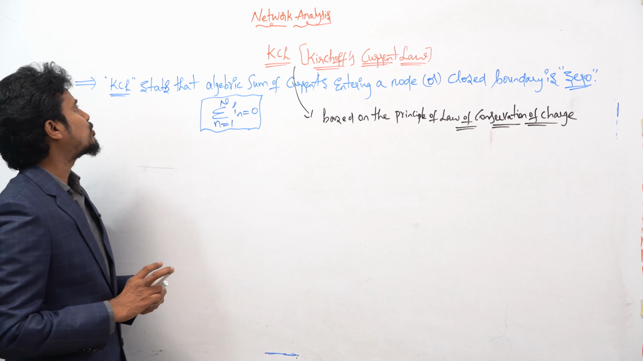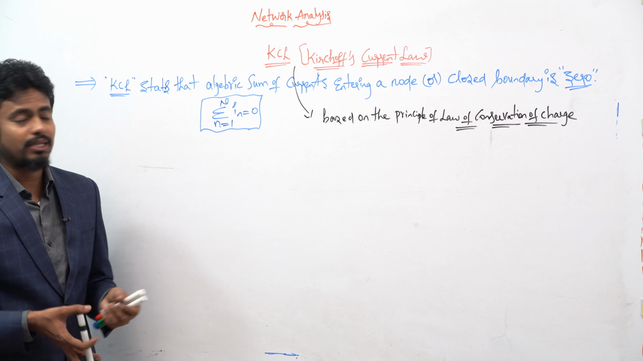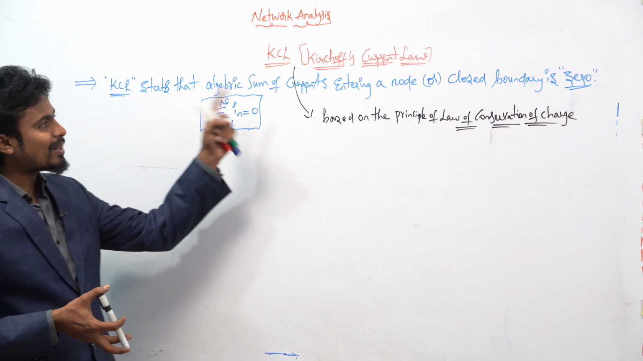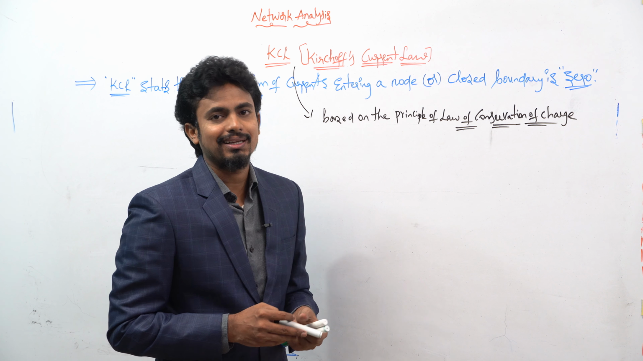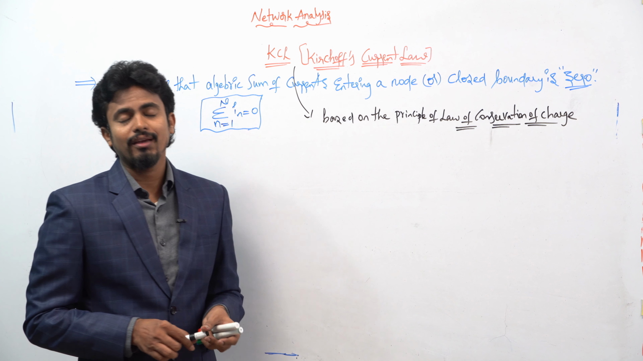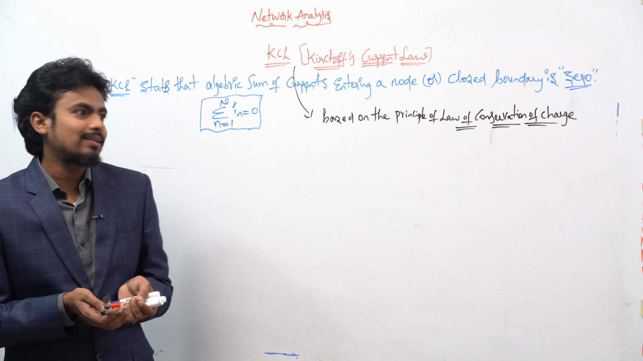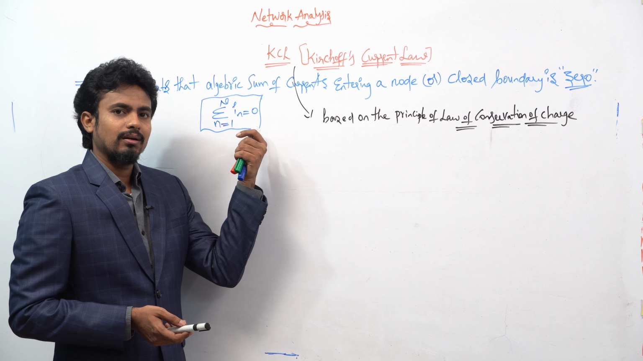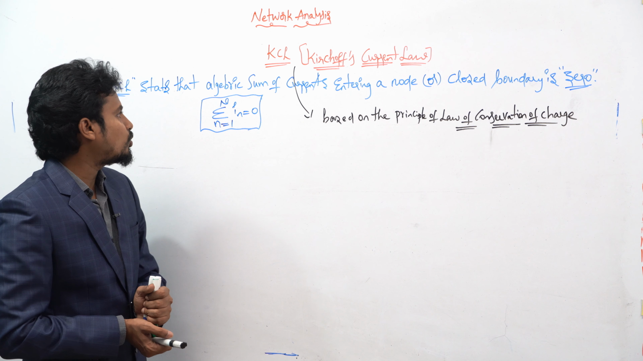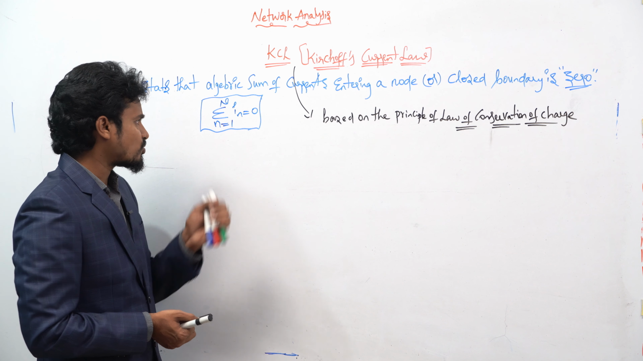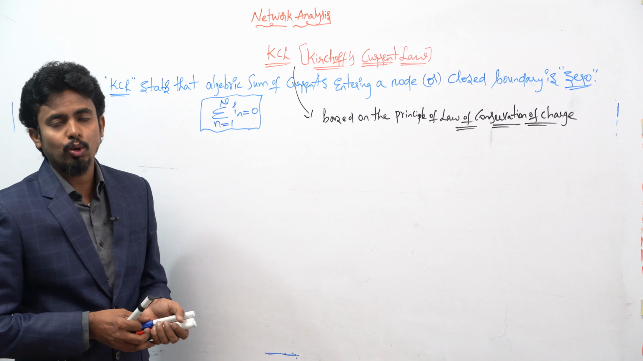Simply, KCL states that the algebraic sum of currents entering a node or a closed boundary is 0. The notation is the summation of i_n, n equal to 1 to capital N, equals 0. I just want to prove this notation, don't worry about that.